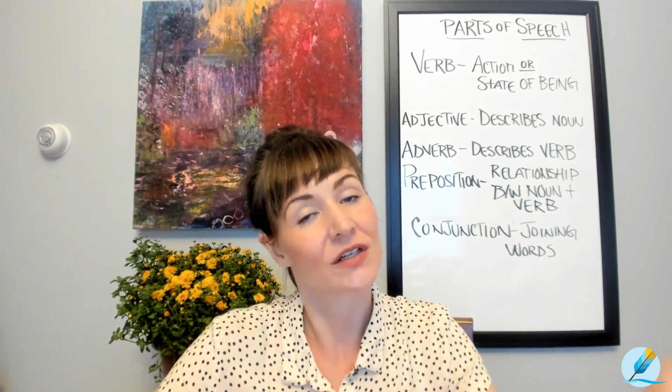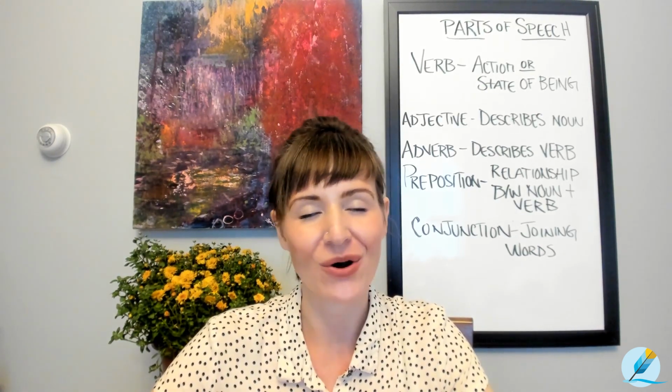So coordinating conjunctions are words like for, and, nor, but, or, yet, so. They are used to connect similar words or independent clauses. In other words, sentences together. Coordinating conjunctions are often referred to by the acronym FANBOYS. FANBOYS. That can help you to remember all the words that are in coordinating conjunctions.